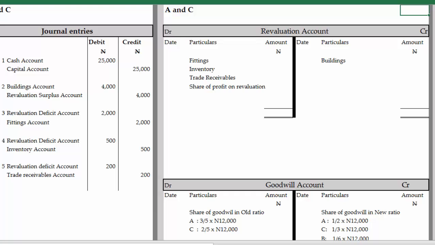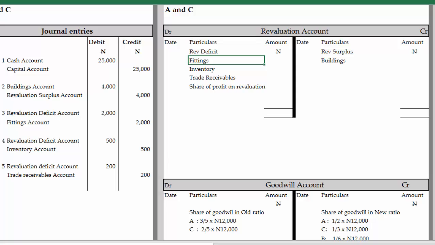For this revaluation account, the surplus will be recorded on the credit side of the account, while the deficit will be posted on the debit side of the account. Any profit on revaluation will be shared among the old partners in their profit sharing ratio, because the profit on revaluation belongs to the partners.